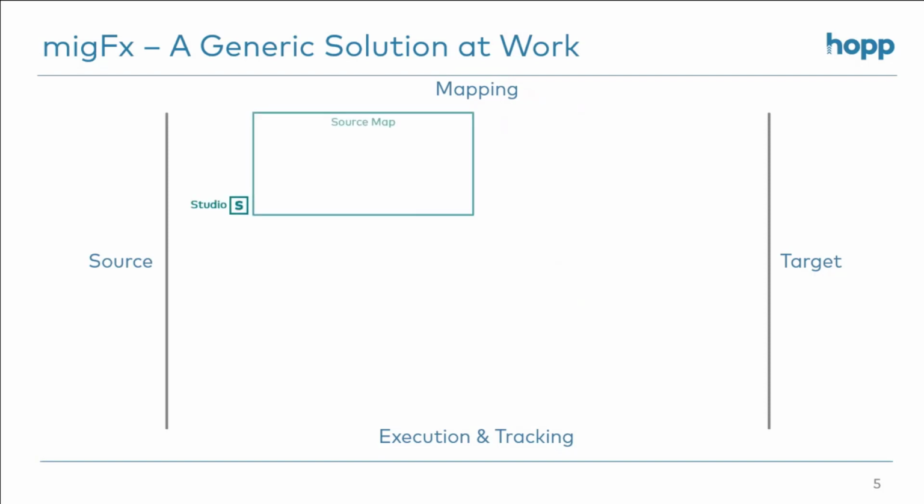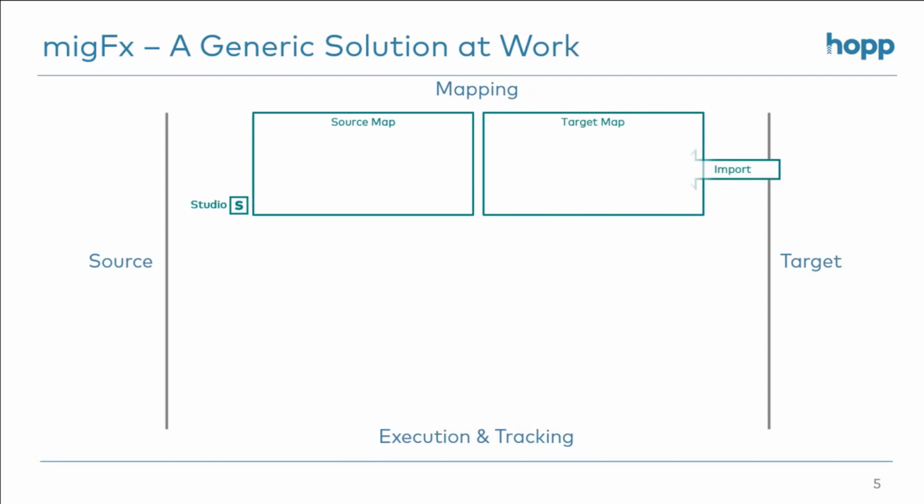So if you look up at the top, we have the Studio application that is used to produce the source map and the target map. And looking at the target map, you would basically start out by importing the metadata that describes what the target system expects. Now this can be anything. It can be the format of CSV files. It can be parameters to an API call. It can be a structure of a database table. It doesn't really matter. It's just the data that needs to be handed over to the target system at some point.